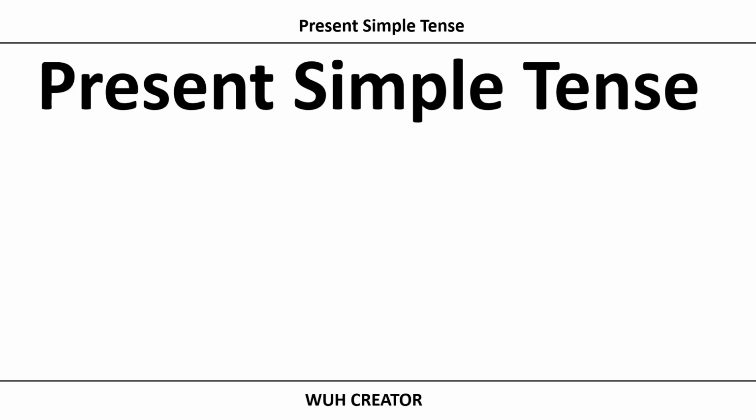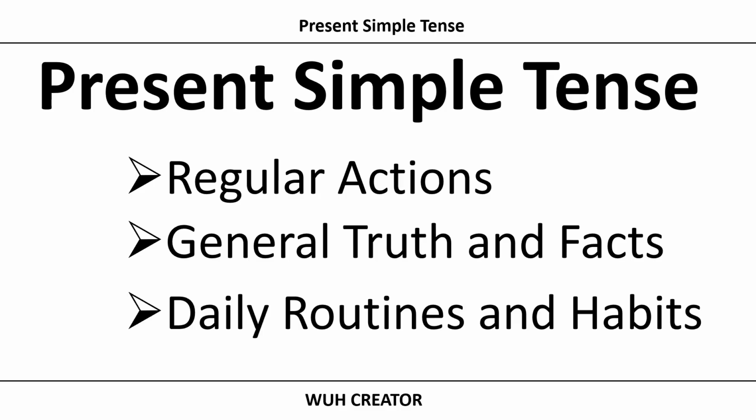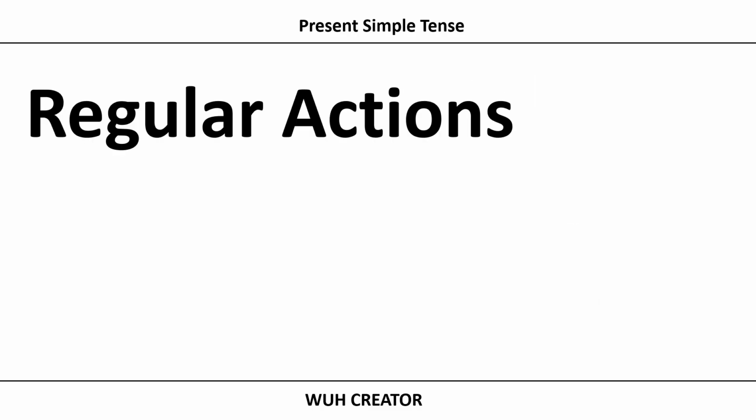Present simple tense is used to talk about regular actions, general truths and facts, daily routines and habits. Now, how does it talk about regular actions in the present? Let's discuss it.